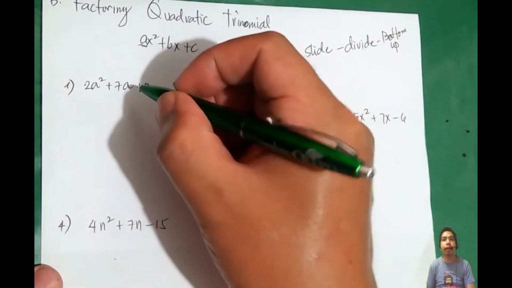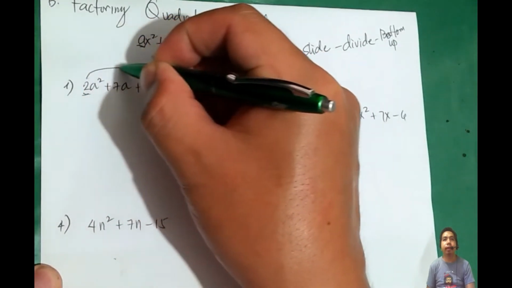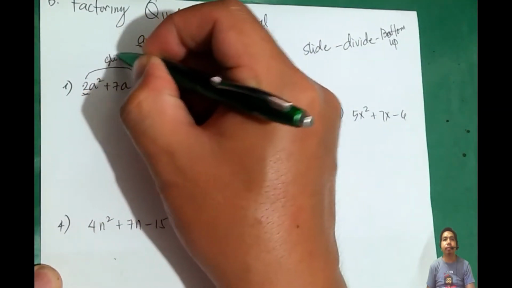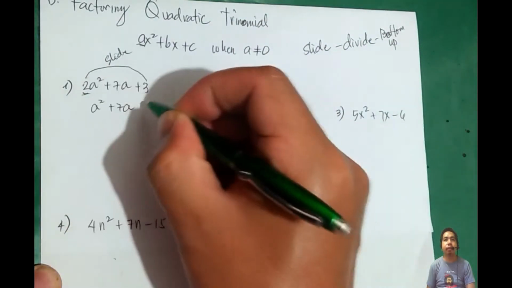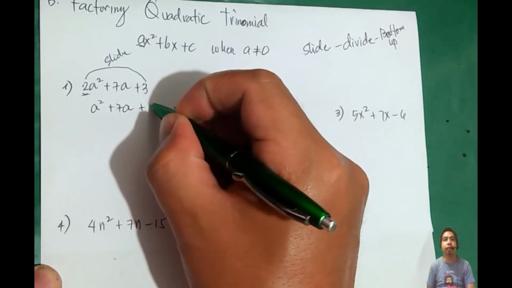Unang gagawin diyan, slide muna. So, yung 2, imumultiply lang yan sa 3, yung sa last term. So, tawag diyan ay slide. A squared plus 7a plus 2 times 3, that is equal to 6.